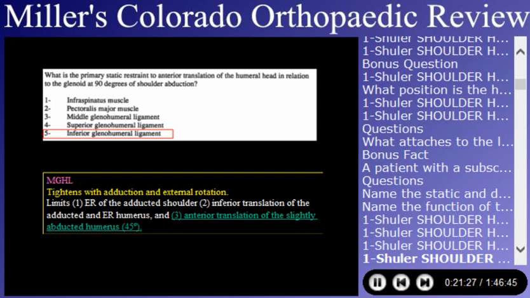Middle glenohumeral ligament, and I highlight there in color, is that the anterior translation of the slightly abducted humerus is one of the testable items at 45 degrees. Remember, inferior glenohumeral ligament is 90 and external rotation. Middle is right here, about 45 degrees position of your arm.